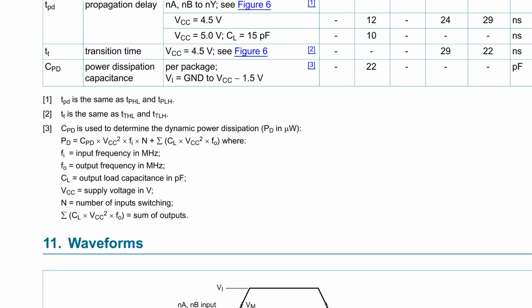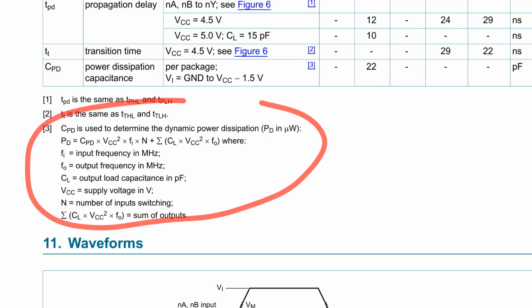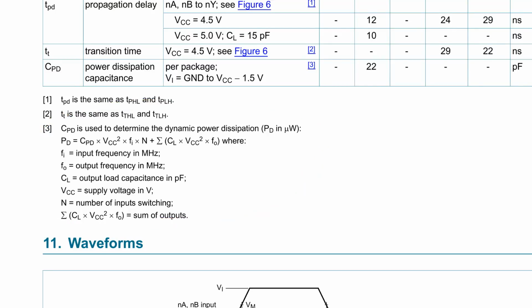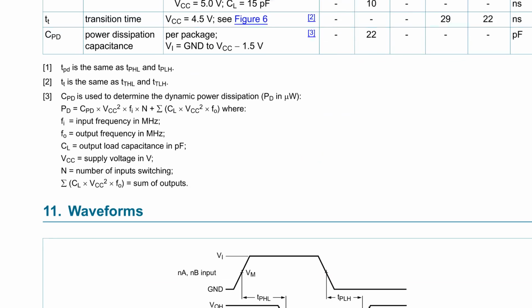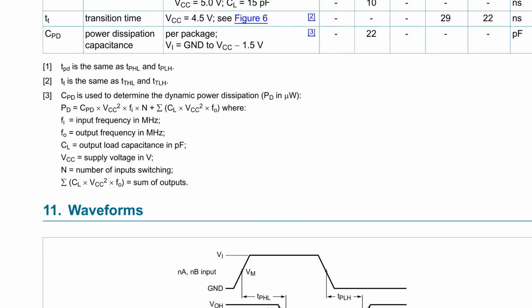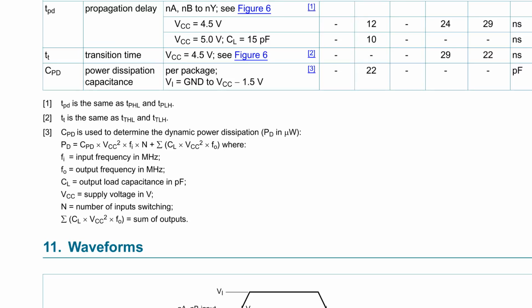And check this out. Look at this. Wow. CPD is used to determine the dynamic power dissipation. There you go. This one has much more detail. I don't think we got that in the TI data sheet. And, you know, the formula is actually quite complex, where all these things are taken into account to give you your dynamic power dissipation capacitance. And, you know, that can make a big difference.